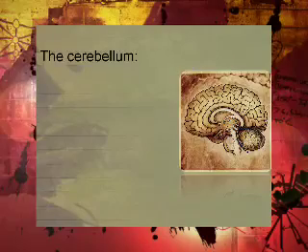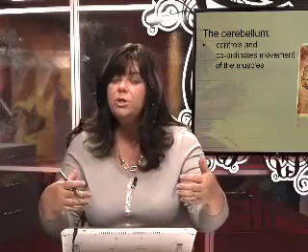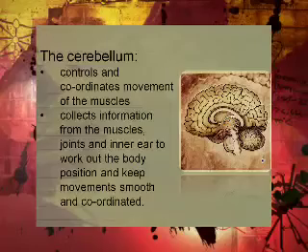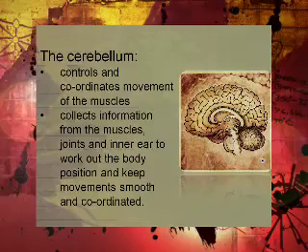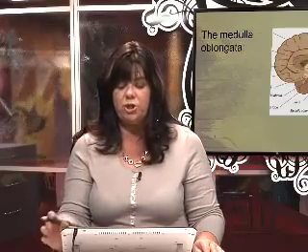The cerebellum is the smaller part here at the back of the brain. If we're looking forward here, then this part is at the back of the brain. The cerebellum controls and coordinates movements of the muscles so that when you move forward, your body is coordinated and it's balanced. It also collects information from joints, the inner ear, to help you work out body position and keep all your movements smooth so that you do not overbalance and your body works in a left-right coordinated fashion.